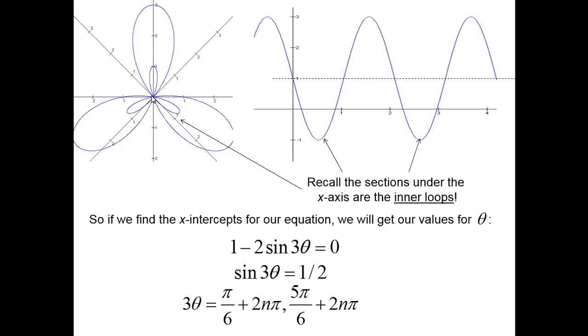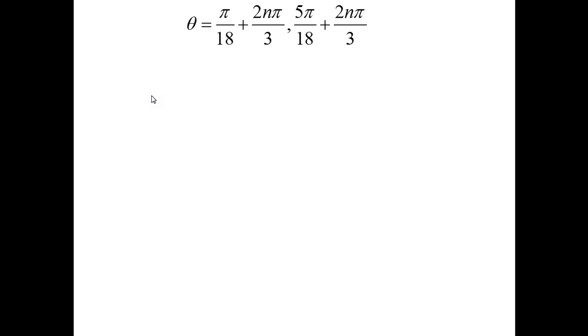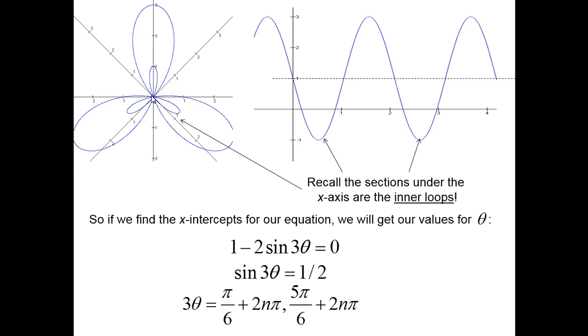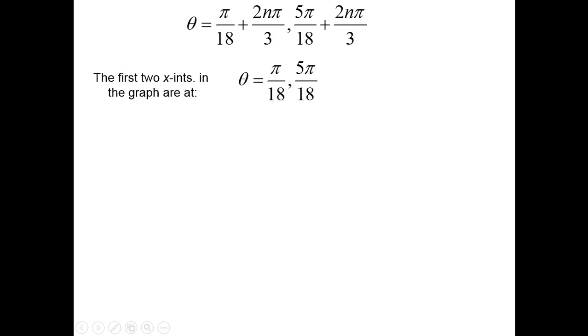And then, of course, divide everything by 3. We get pi over 18 plus 2n pi over 3 and 5 pi over 18 plus 2n pi over 3. So think about in our graph, these x-intercepts are the first places where this function was equal to 0. So that would have been where n equaled 0. And so those theta values would be pi over 18 and 5 pi over 18.